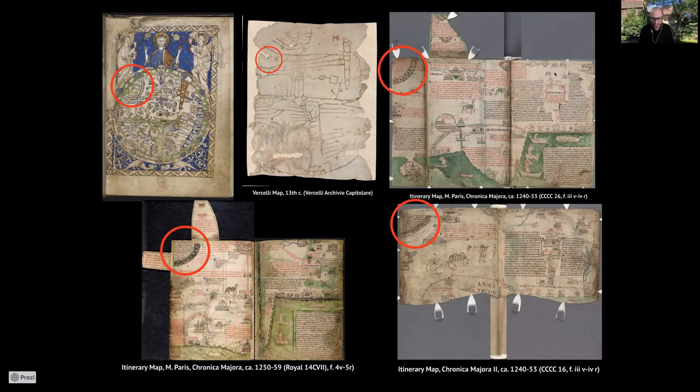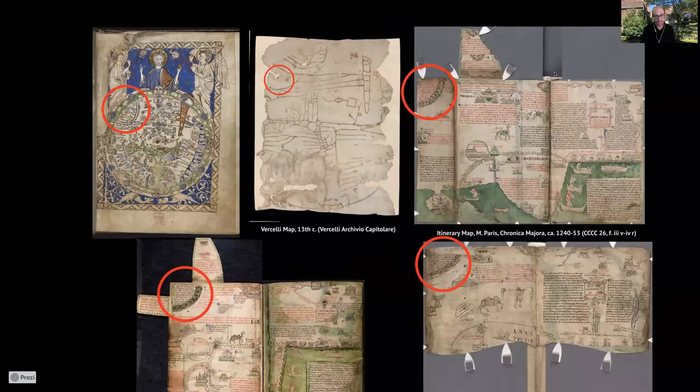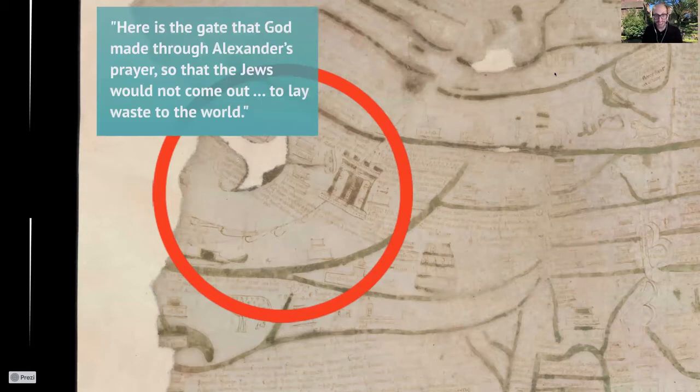To play on Tertullian's familiar query of what has Athens to do with Jerusalem, I would ask, what does the Caspian Gate have to do with Jerusalem? On the 13th century French Vercelli map, beside the gate we read, here is the gate that God made through Alexander's prayer, so that the Jews would not come out to lay waste to the world.